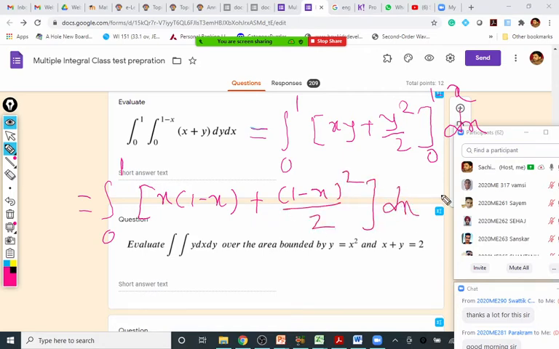And now one of the ways, obviously the better way, is that we multiply inside and then integrate. So if we integrate this, 1 into x is x, the integration of x is x square by 2. This is minus x square, so it is minus x cube by 3. That's the integration of this first term. What about the integration of this term?